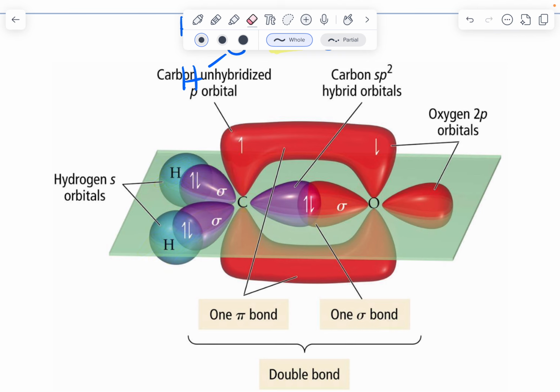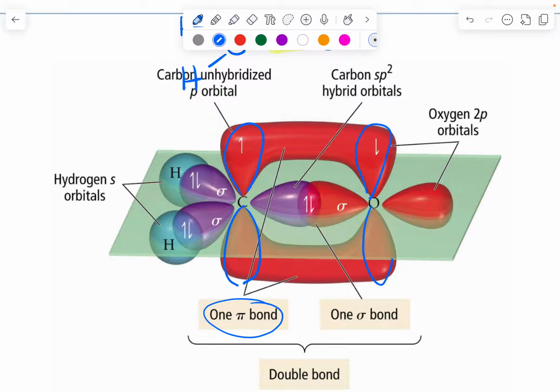So we talked about the sigma bonds, and now we need to talk about that pi bond. So I just gave it away. When you use an unhybridized p orbital, we call that a pi bond. Okay, so this is representing the unhybridized p orbital. There also happens to be one on oxygen. You don't need to worry about why that is right now. But there's an unhybridized p orbital on the carbon and an unhybridized p orbital on the oxygen.